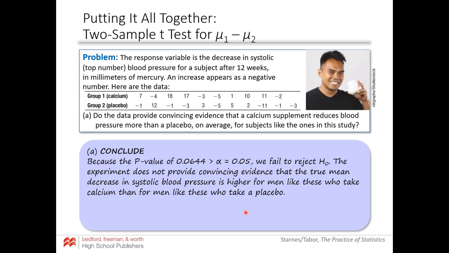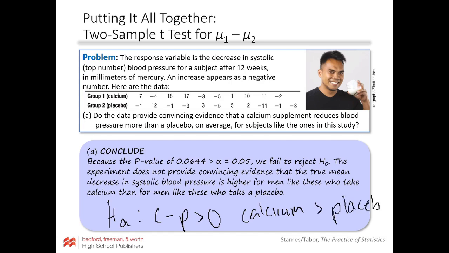So remember, we go back to what our alternative was. We're saying there is not convincing evidence for the alternative, and our alternative was saying that C minus P is greater than 0. We are trying to say that calcium is more than the placebo. So that's what we're going to put in our context, right? So we're saying that there's not convincing evidence that the decrease is higher for those who take calcium than for those who take the placebo.